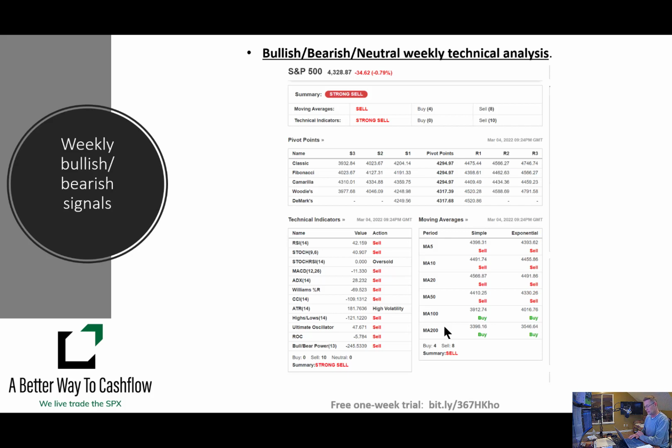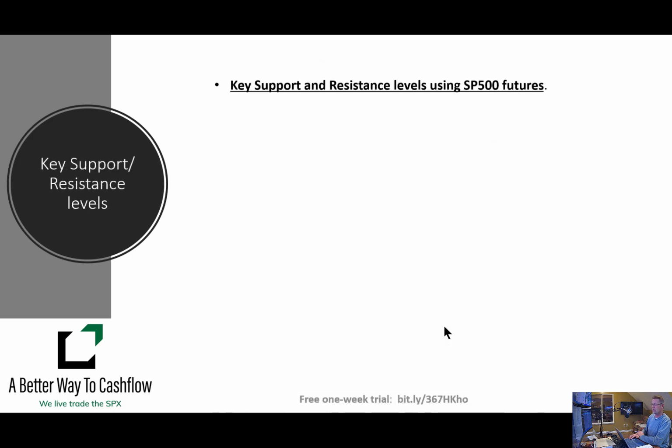We use about 12 different technical indicators as well as a dual overlay, a moving average with simple and exponential moving averages all the way from 5 to 200 day moving averages. And we compile all of that. It gives us some pivot points to work off as we trade throughout the week. No surprise here, still in a strong sell mode, very bearish as we look at the overall markets right now.